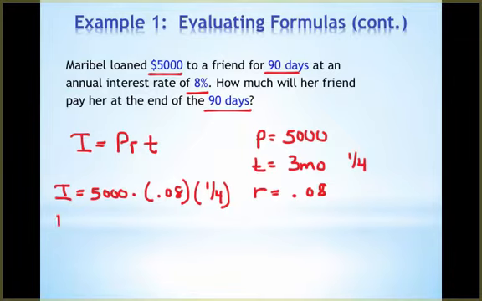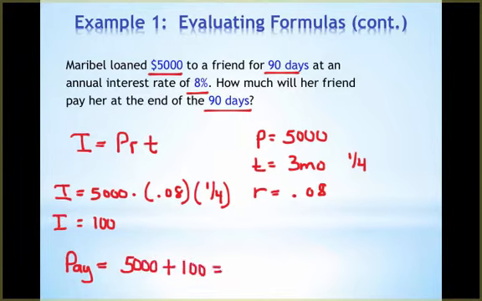So now we'll go ahead and use our calculator and get our computation. So at the end of the 90 days, the friend has to pay the $5,000 that she borrowed plus the $100 that accumulated in interest. So the friend owes her $5,100.